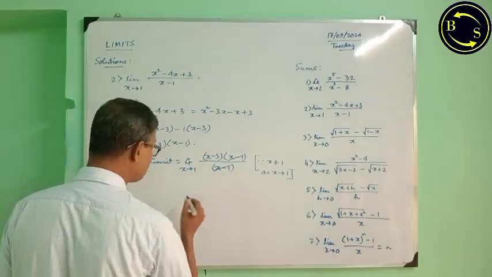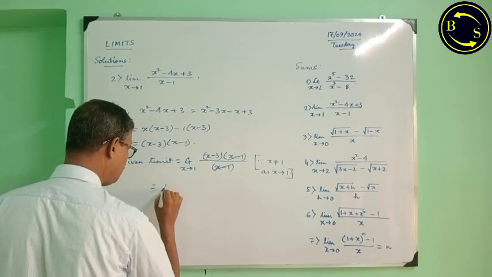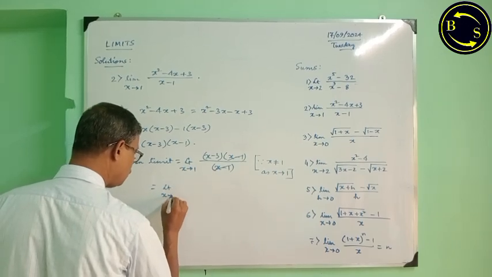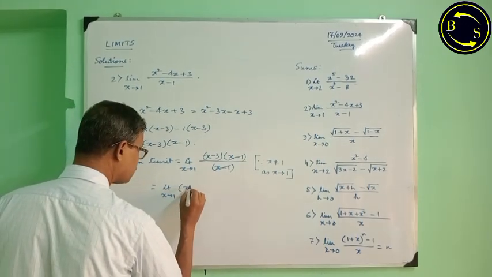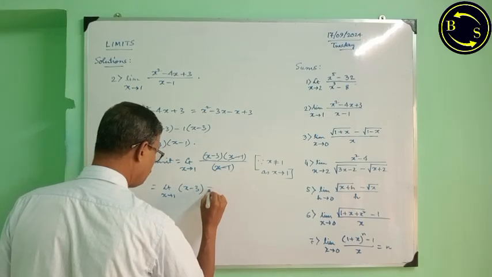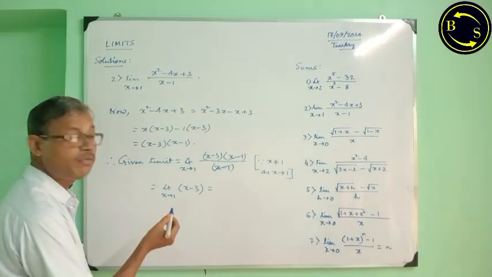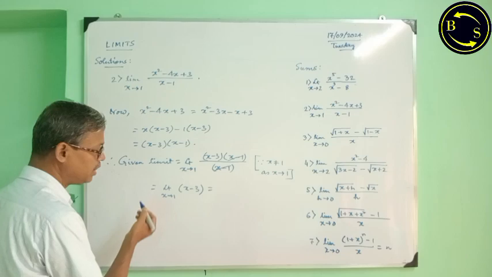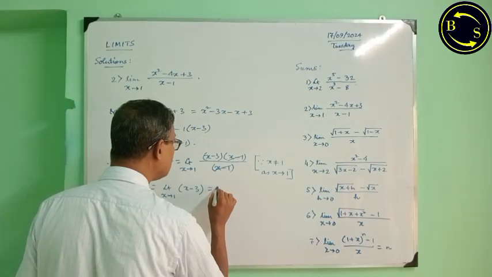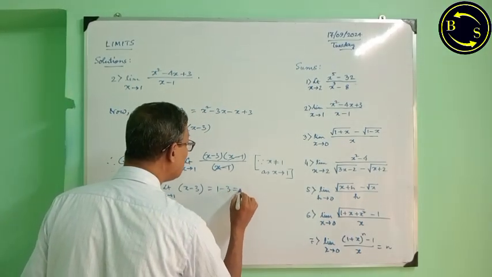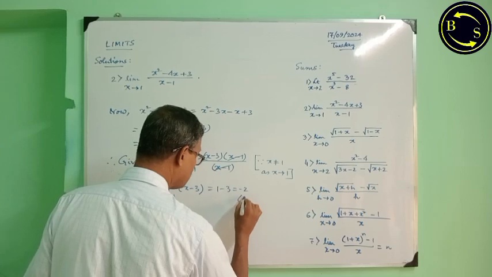We have cancelled x minus 1. Now, limit x tends to 1, x minus 3, we put the value. Finally, we have to put the limiting value of the independent variable, that is x equal to 1. That is the answer.